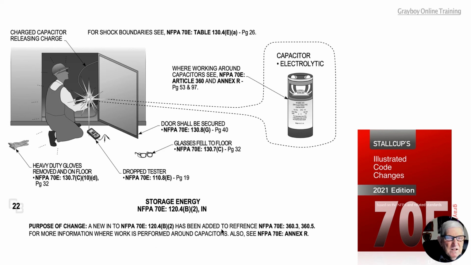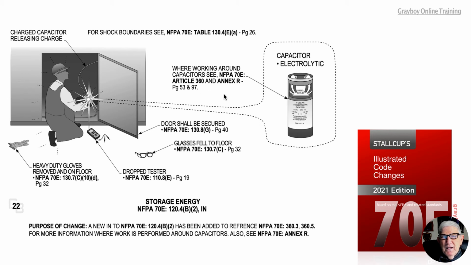360.3, 360.5 for more information where work is performed around capacitors. And it also recommends that you see the Annex R to 70E. And all these sections are from NFPA 70E that we're talking about here. Now, notice we're working around capacitors. See 70E, Article 360, and the Annex R, page 53 and 97, respectively.